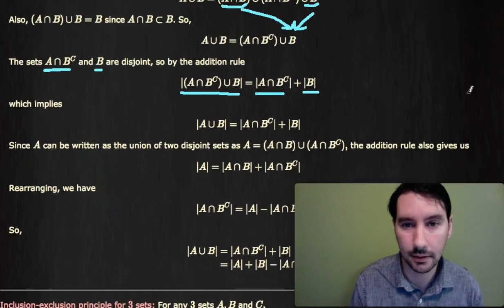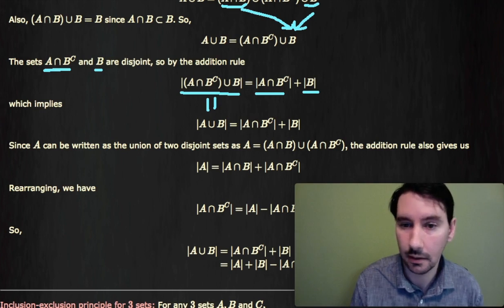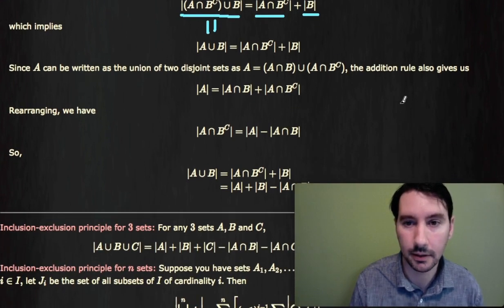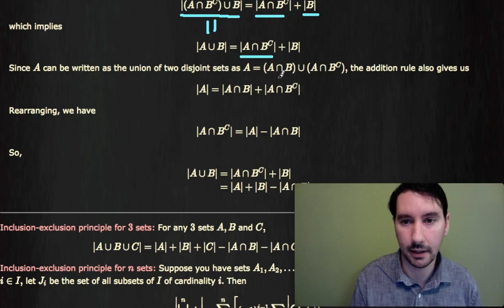And since these two things are equal, this says that the number of elements in A union B is equal to the number of elements in A intersect B complement plus the number of elements in B. Now we're going to once again use the fact that A can be written as two disjoint sets to rewrite this intersection of A and B complement. So A is once again everything in A and B, or A and not in B.